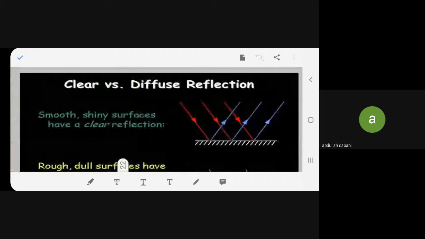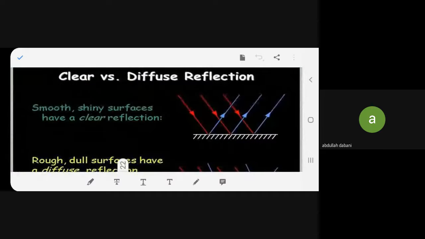Now we'll talk about two types of reflection. One is uniform and the other one is non-uniform. Just now we talked about which type, beta, uniform or non-uniform? Uniform, exactly. Now we are going to learn about non-uniform as well.